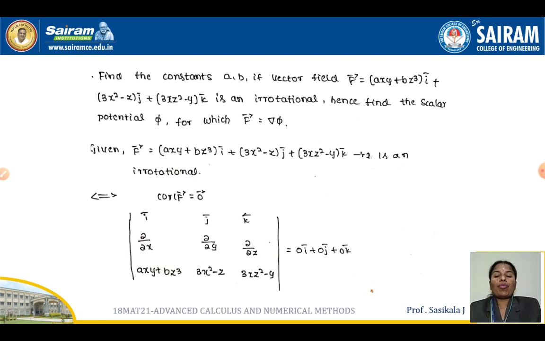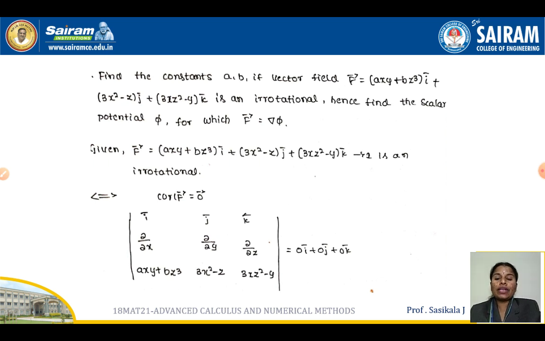Now one more problem we're going to discuss with two questions under this: to show that a field is irrotational, or to find a constant value when it is irrotational, and then we are finding the scalar functions. In the first question, find the constants a and b if vector field F is equal to (ax y plus b z cube) i vector plus (3x squared minus z) j vector plus (3x z squared minus y) k vector is irrotational. Hence find the scalar potential phi for which F vector is equal to del phi.